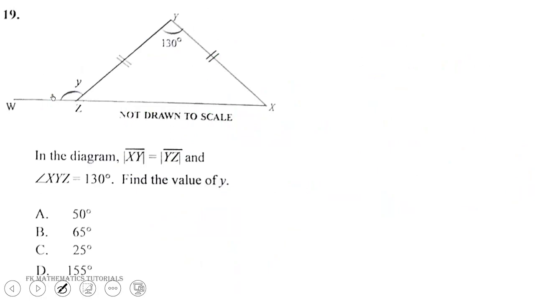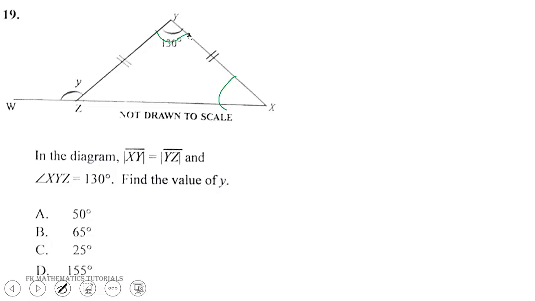In the diagram, the length of segment XY is equal to the length of line segment YZ, and angle XYZ is 130 degrees. Find the value of y. Y will be equal to the sum of this and this. So if we know this angle here, we just add it to 130.